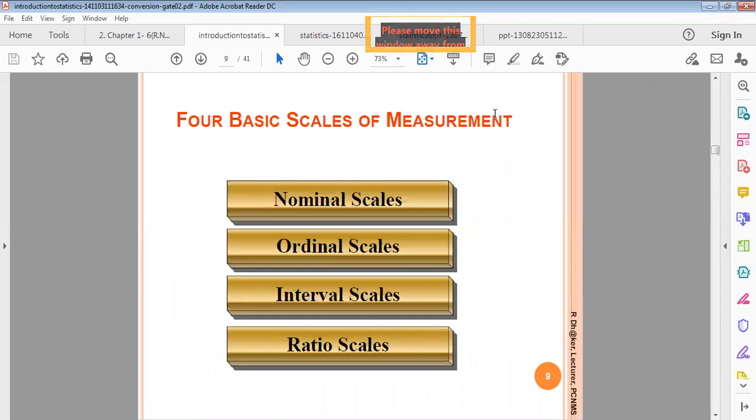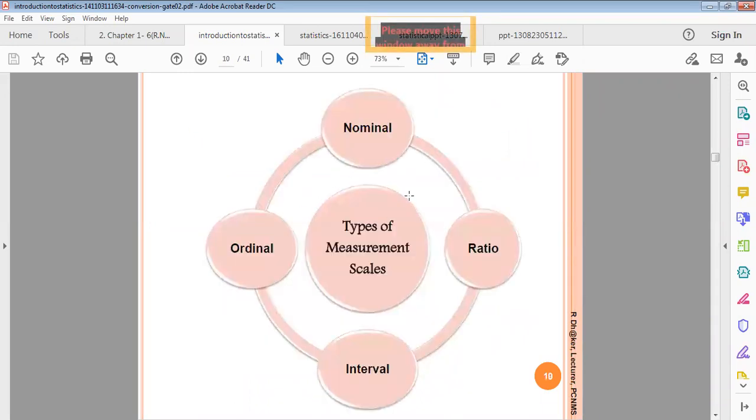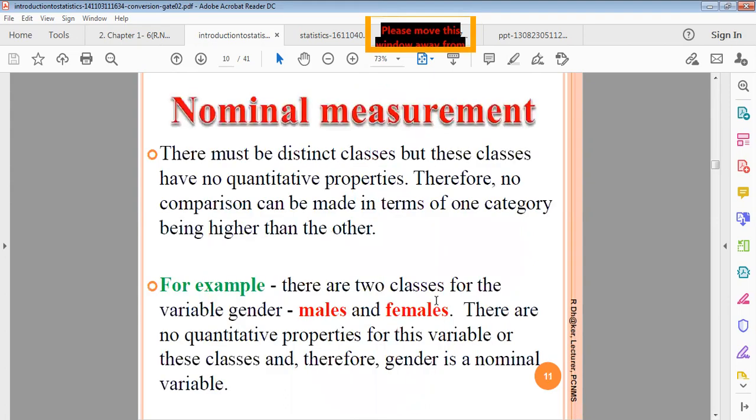There are 4 basic scales of measurement: nominal scale, ordinal scale, interval scale, and ratio scale. These are the 4 basic scales of measurement in statistics. We can write these types of measurement scale like this: nominal, ordinal, interval, and ratio. Okay. So what is nominal measurement actually?